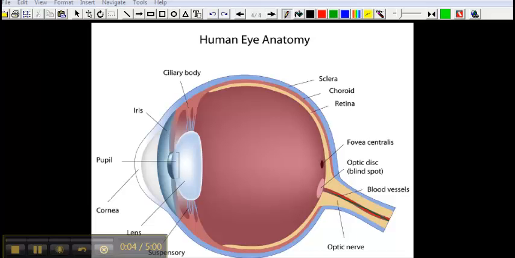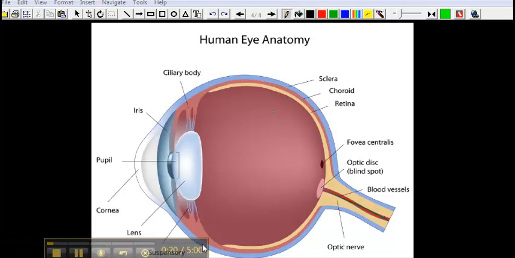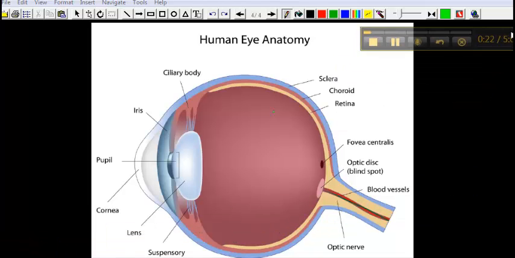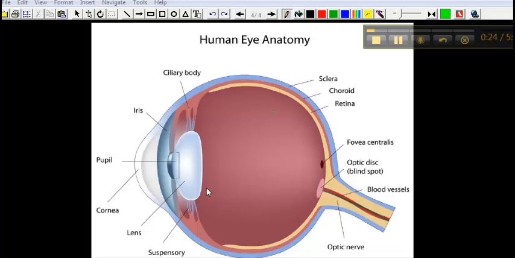Okay, so this is what I was talking about on a diagram of the eye. We're going to look at this a little bit and talk about how these diverging and converging lenses are used for eyesight. Just a few little things about the eye real quick. This is the lens in the eye, and it is a converging lens.